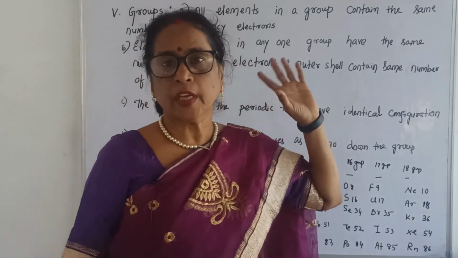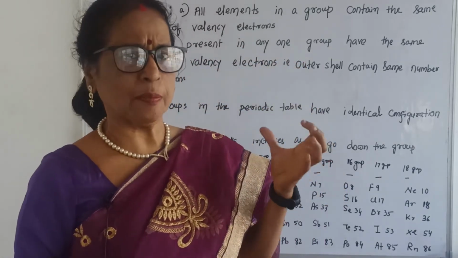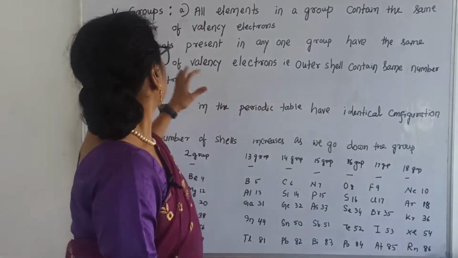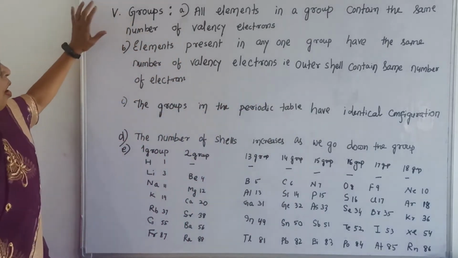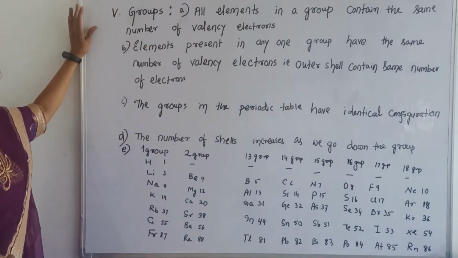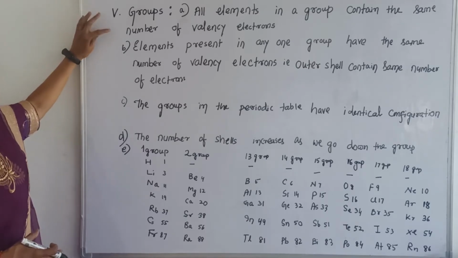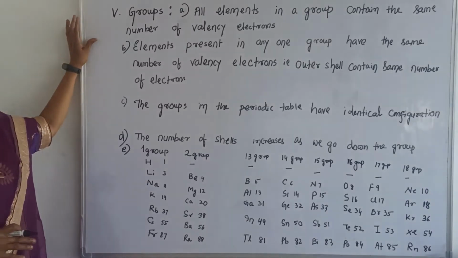Now we will see what is meant by group here. What are the main characteristics of a group? Now in a group, the elements present contain the same number of valence electrons.